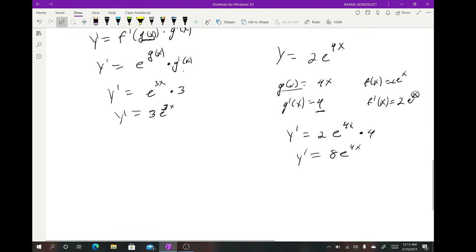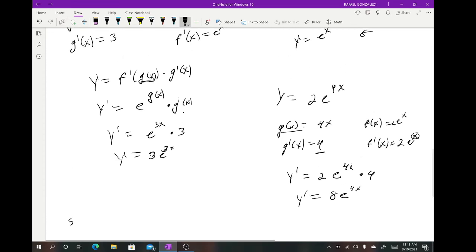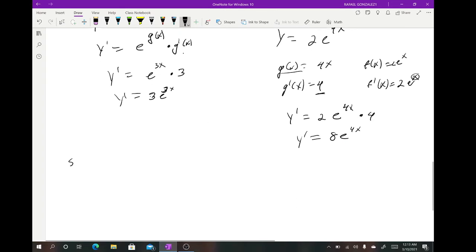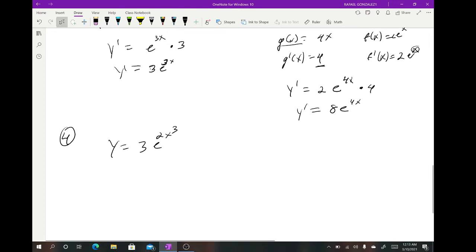I'll do one more problem with e to the x right now, because they're pretty important. This is example 4. So let's do one more with e. So this is y equals 3e to the 2x cubed. Alright, so what is g of x? Once again, g of x is the top piece, so this is 2x cubed, meaning the exponent. f of x is simply 3e to the x, let's say.